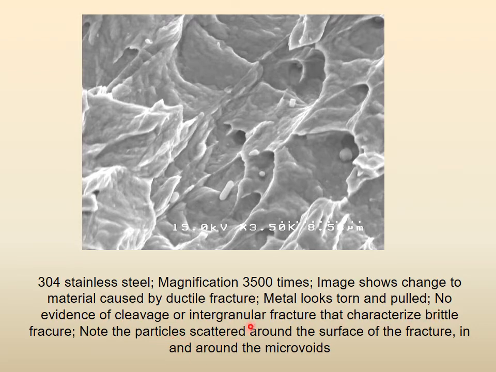Note the particles scattered around the surface of the fracture in and around the microvoids, right? So in and around the microvoids, there are those impurity particles. So we have shown you 3 micrographs of the same failure at 1000, 2500 and now 3500 magnification. Now let us see brittle fracture, right? We know that it will be either big cleavages or intergranular of some kind.